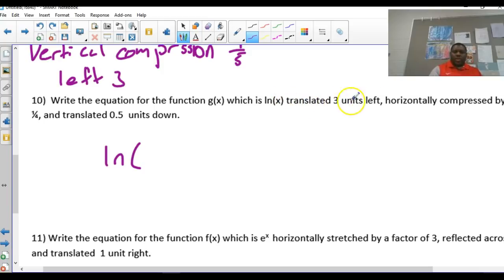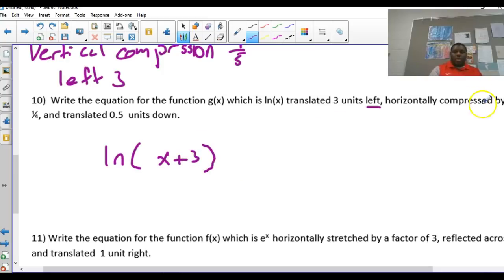We have to translate it 3 units left, so that's x minus 3, because remember, you do the opposite. So -3 means right 3. Excuse me, actually, I made a boo-boo. It's plus 3 since we're going left. I was thinking right. So x plus 3 since we're going left.